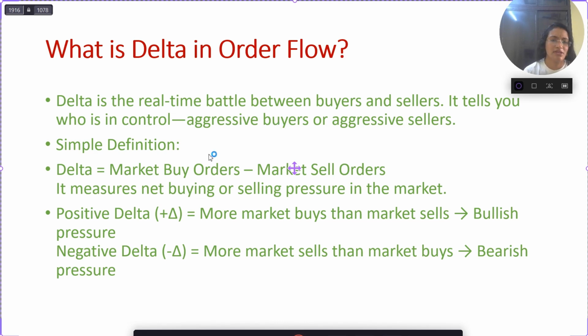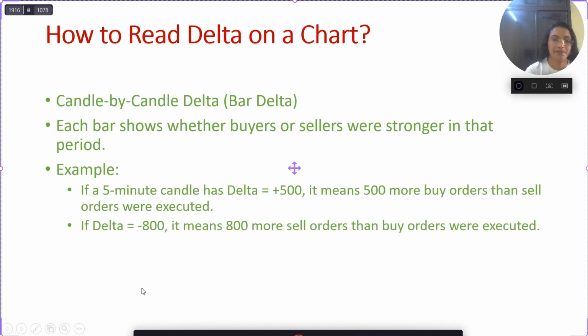The simple definition is this: delta equals market buy orders minus market sell orders. It measures net buying or selling pressure in the market. If there is a positive delta, this implies bullish action. If there is a negative delta, it implies bearish action. So let's deep dive into the concept of delta also.